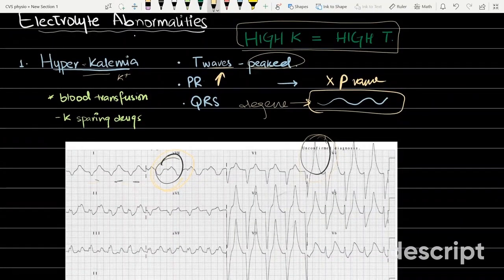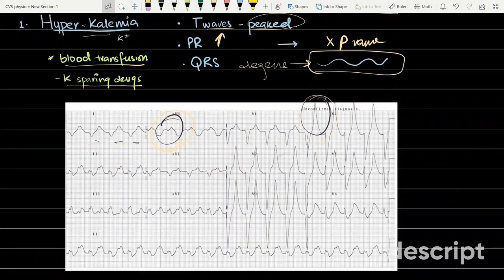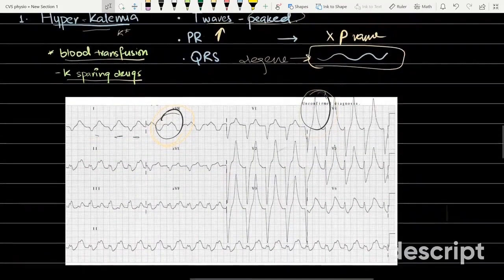Whenever there is a question which mentions blood transfusion or potassium sparing drugs, make sure you correlate it with hyperkalemia because potassium will be in excess. So if the ECG has some changes, check the changes. The answer might be hyperkalemia.